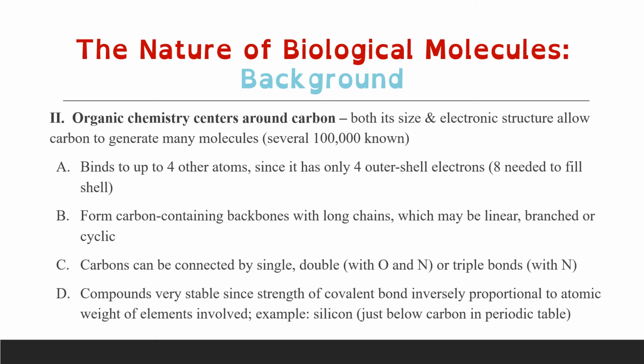And then it can form carbon-containing backbones with long chains, which may be linear, branched, or cyclic in form. Okay? And carbons can also be connected by single, double, or triple bonds. So with double bonds, you can link it with oxygen and nitrogen, and with triple bonds with nitrogen. Okay? So compounds are very stable since the strength of a covalent bond is inversely proportional to the atomic weight of the elements involved. Example, you have silicon, which is just below carbon in your periodic table.